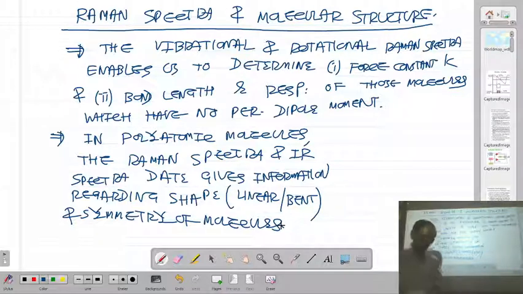We have left only one article in this Raman spectra topic, that is the similarity and differences between infrared spectra and Raman spectra. I will give you one exercise. Try to understand the similarity and differences between infrared spectra and Raman spectra, which we will discuss in the last lecture. Thank you so much. We stop here.